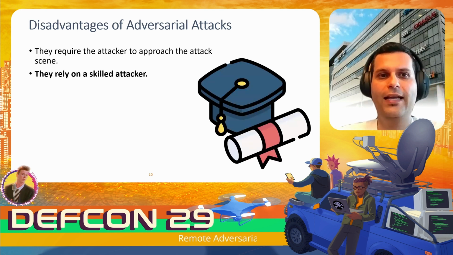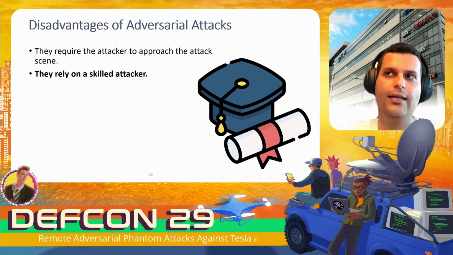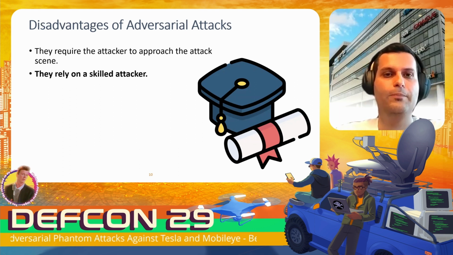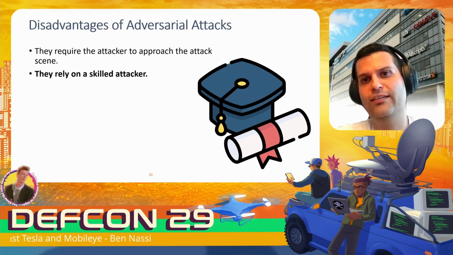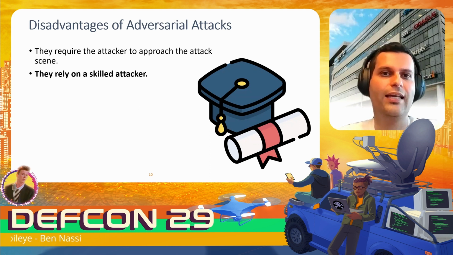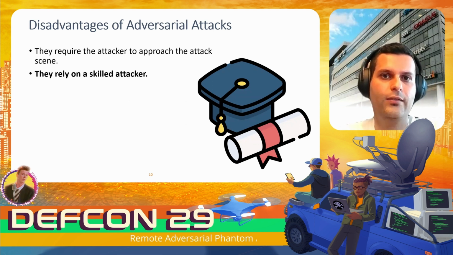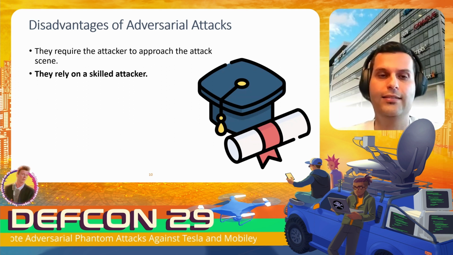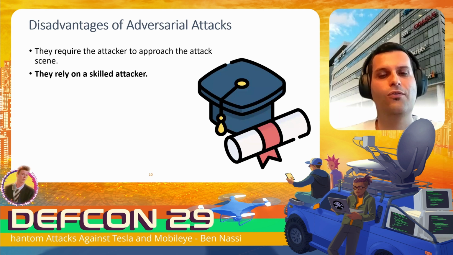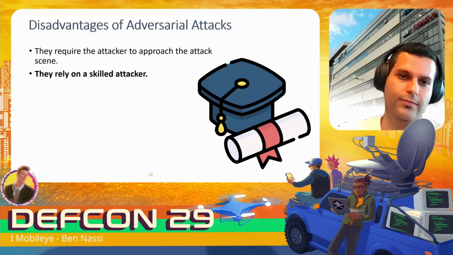Another disadvantage is that some of the attacks can only be applied by skilled attackers. Some of the attacks require training an adversarial neural network in order to produce the adversarial instance. And bear in mind that the set of skills required to train the adversarial network to produce the adversarial instance is very different from the set of skills that the average or standard hacker basically holds.